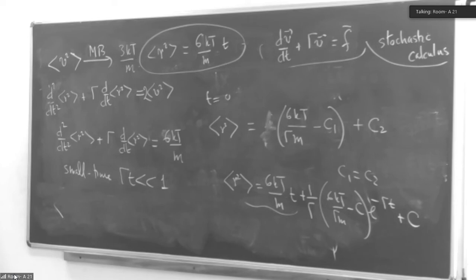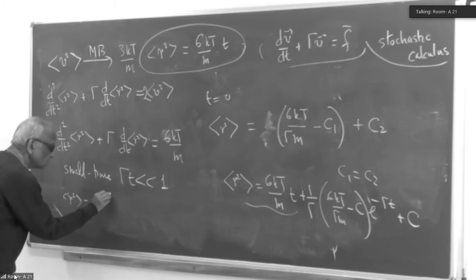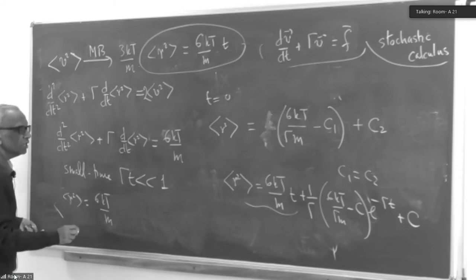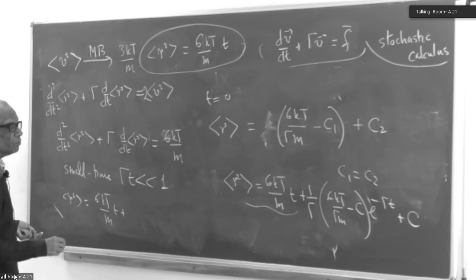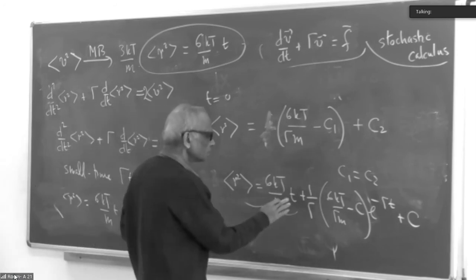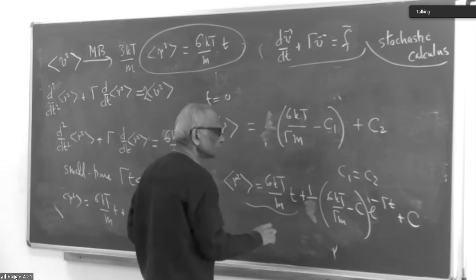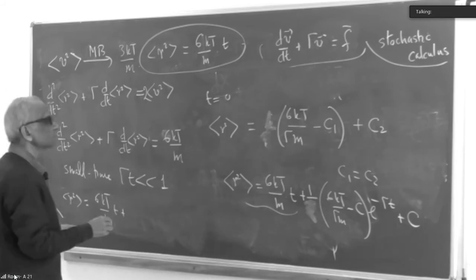I want to look at very small t. So at very small t, R square average is 6kT over m times t plus 1 over... so it's an... what's this for?